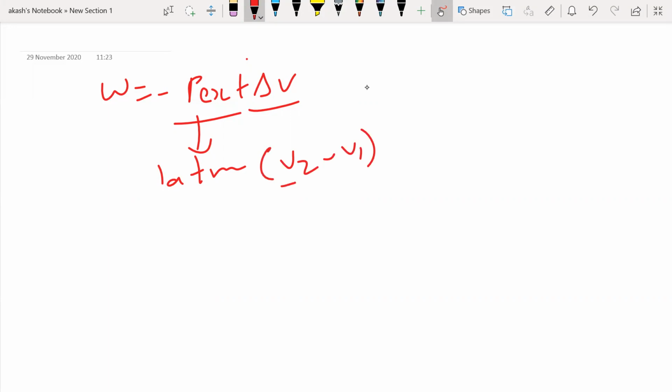Now, how will you go about this? Tell me. Sir, we can use VF by VI equal to PI by PF. Okay, but we don't have VF by VI, we have VF minus VI. If I had VF by VI, yes, I could directly substitute P1 and P2 here. But now what I have is V2 minus V1. So how will you go about this?